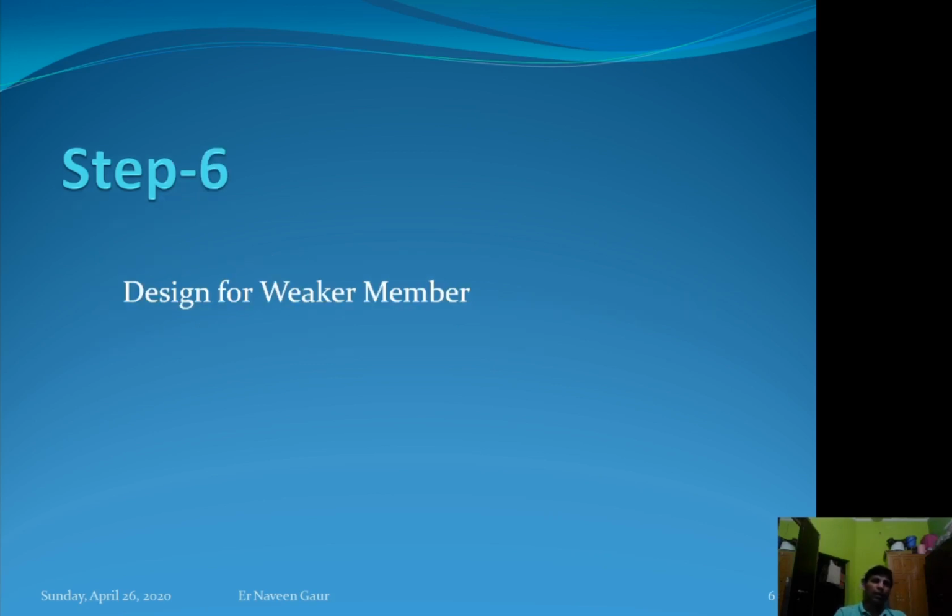Step number 6, design for the weaker section. As already told you in step number 4 or 5, we have to design for the weaker section. From the Lewis form factor, we know which one is the weaker member. Then we have to design for the weaker member. Then we start the procedure for designing that member, because the weaker member may fail during the power transmission, so we have to design that member carefully because it has the lesser value.